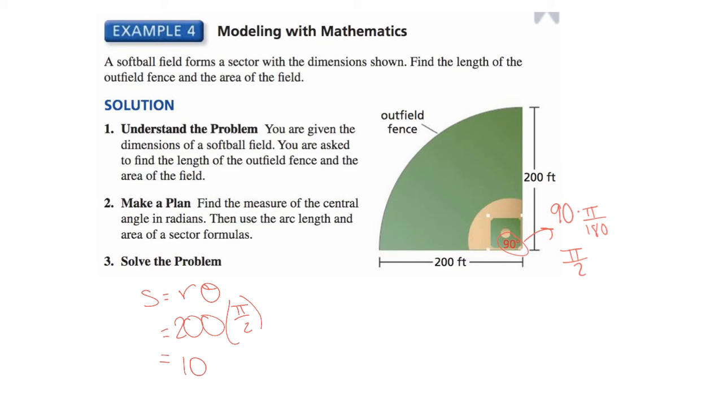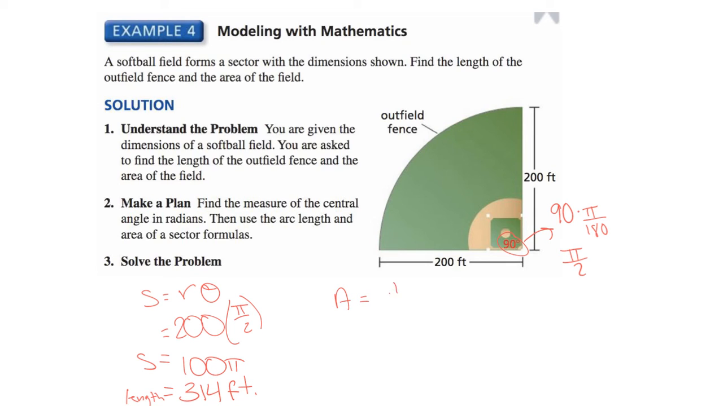And that's just 100 pi, and that's our length. And we should probably plug it in so we get a more accurate value, and that's around 314 feet. So that's the length of that outfield fence.